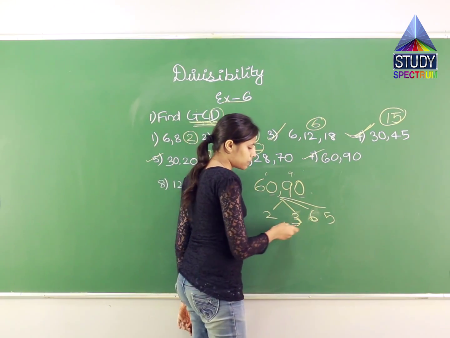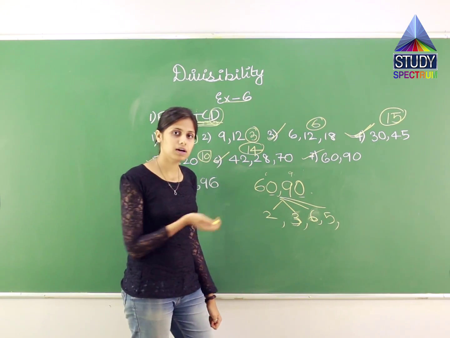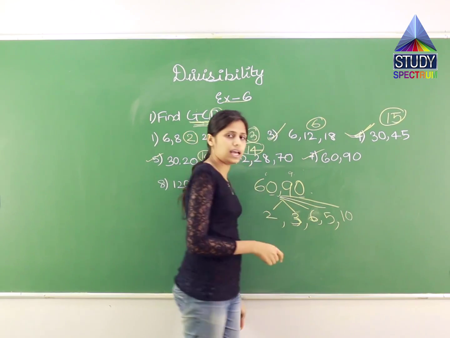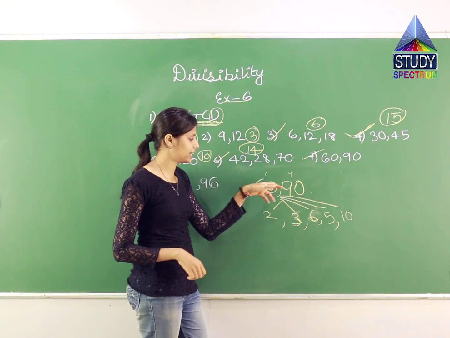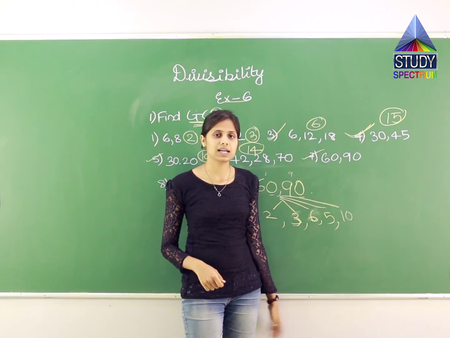Now this number is divisible by 2, 3, 6 and 5. Any other number? Can it be divisible by 10? Yes, because the condition of 10 says that I need 0 at the end and I have 0 at the end, right? So it is divisible by 10.